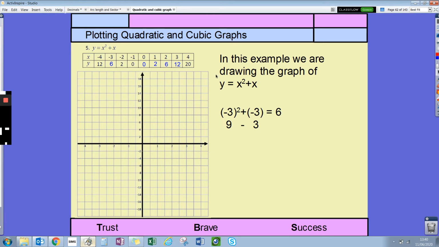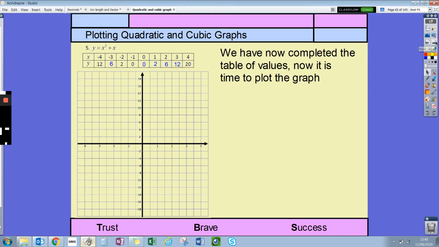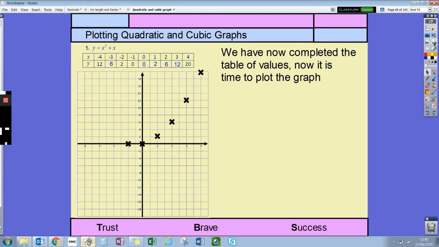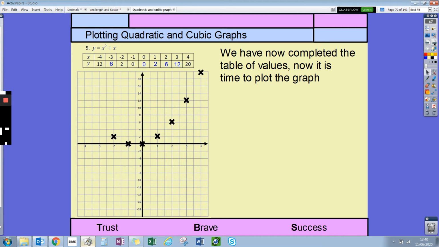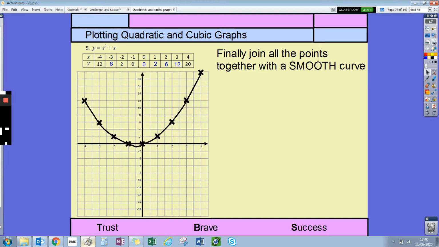So we've completed the table of values, and now we're going to plot the coordinates. So (4, 20), (3, 12), (2, 6), (1, 2), (0, 0), (-1, 0), (-2, 2), (-3, 6), and (-4, 12). And again, last thing to do, join them together with a smooth curve.